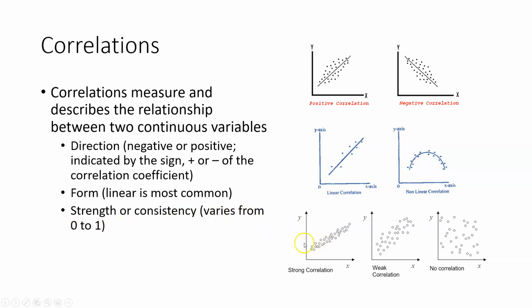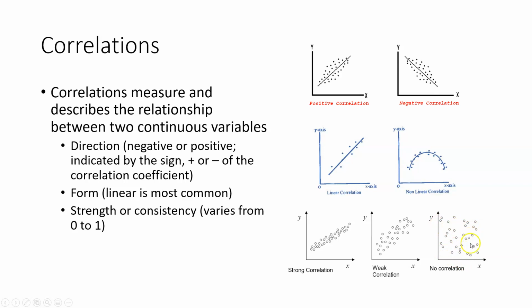So a strong correlation is where all of the points in the data set are clustered very closely together like this. A weak correlation is where they're spread further apart like this, and no correlation is where you can't discern any relationship between the dots on the x and the y variables. If you know what somebody gets on the x-axis, you will still have no idea what they'll get on the y-axis because they're all over the place.